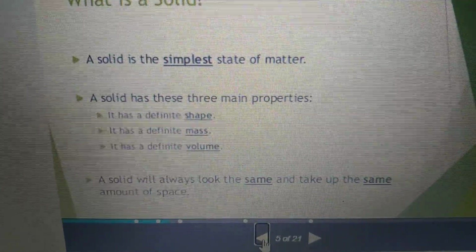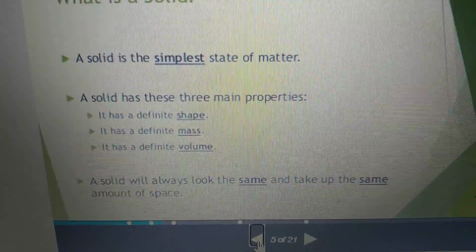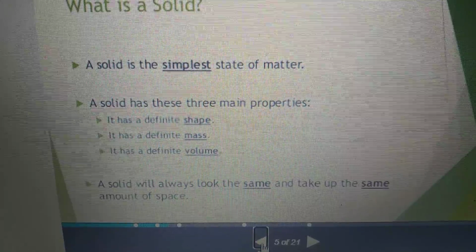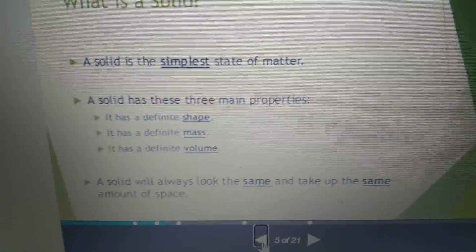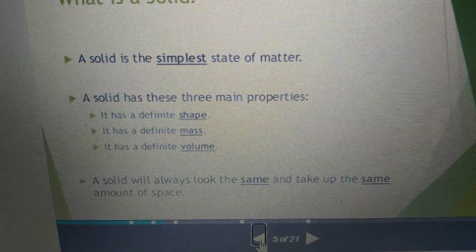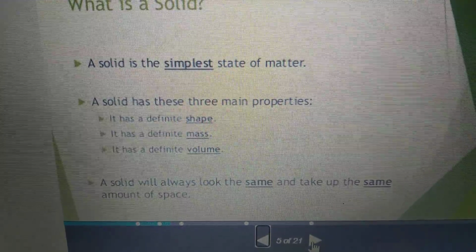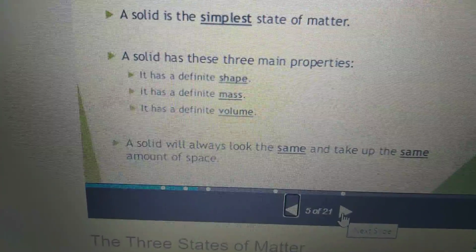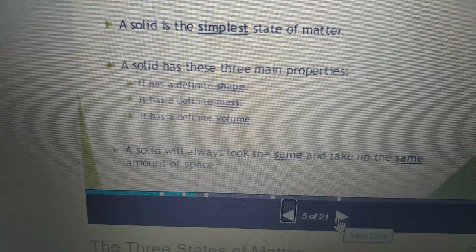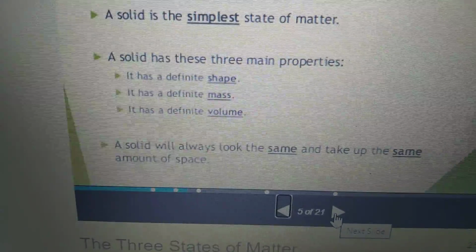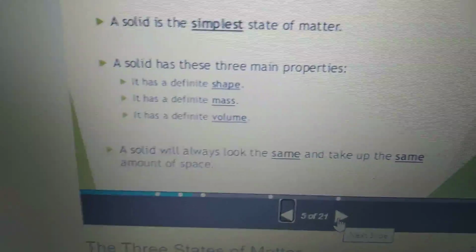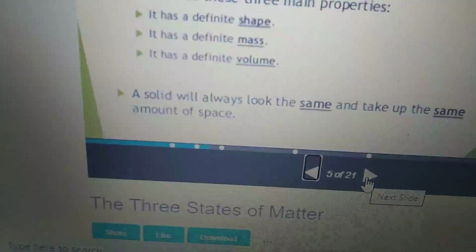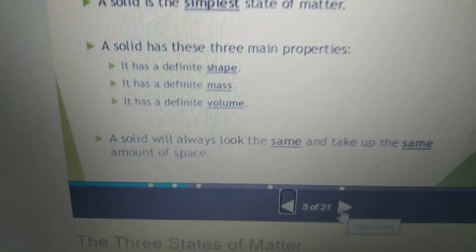It has three properties. What are those? Definite shape, definite mass, definite volume. So it always looks the same and takes up the same amount of space, isn't it? That is called solid. What is the arrangement of molecules here? Tightly packed. So if they ask you to write the properties of solids, you have to write definite shape, definite mass, definite volume, isn't it?